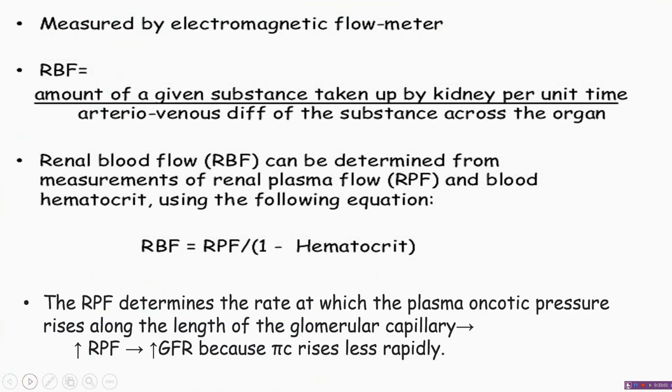Now the renal blood flow can be measured by an electromagnetic flow meter. It is measured by considering this equation: the amount of a given substance taken up by the kidney per unit time divided by the arteriovenous difference of the substance across the organ. It can also be measured by this formula: renal blood flow equals renal plasma flow divided by 1 minus hematocrit. As you have already seen, it also affects the GFR. The more the renal plasma flow, GFR is increased because the oncotic pressure in the capillaries rises less rapidly.